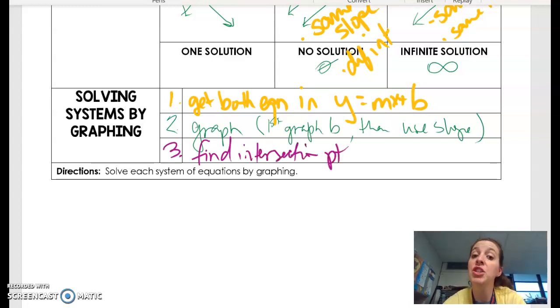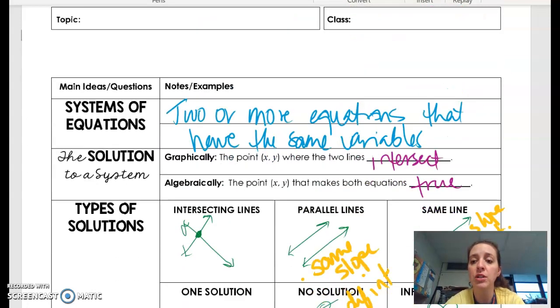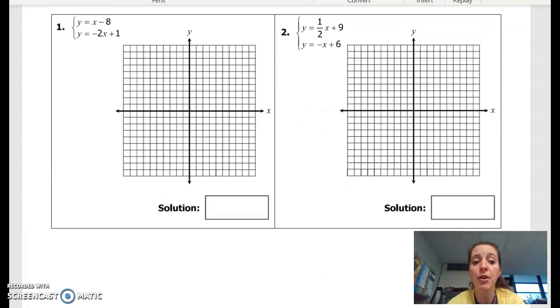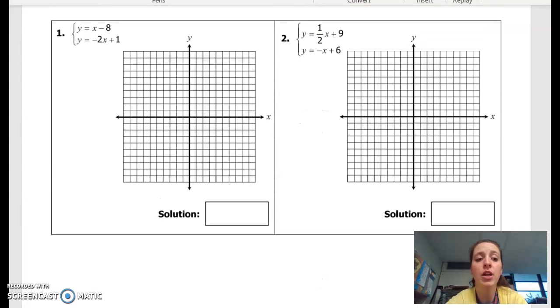If I'm given just two equations, my final answer will be something like x comma y. It will be in a coordinate plane. When we get to our word problems, you'll start to see the actual solution. You're going to be answering a question, so we have to make sure we're answering those questions. So now let's try a couple together. Okay, so here in number one, the first thing I notice is that both of my equations are already in the right form.